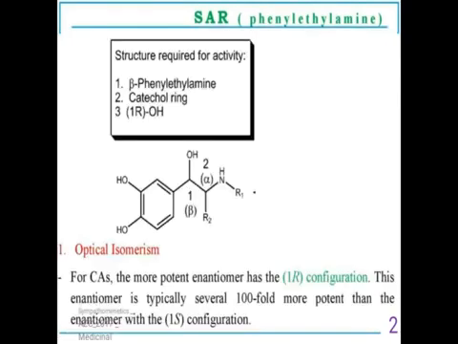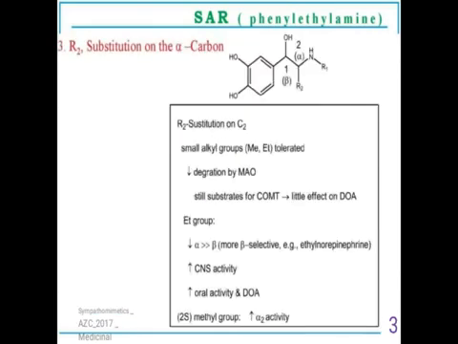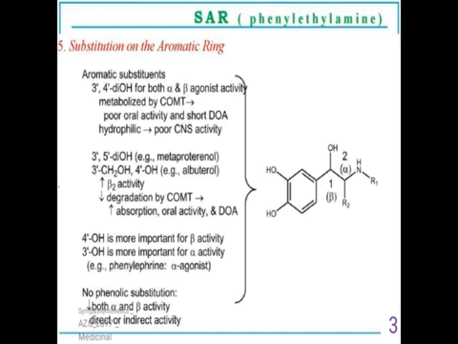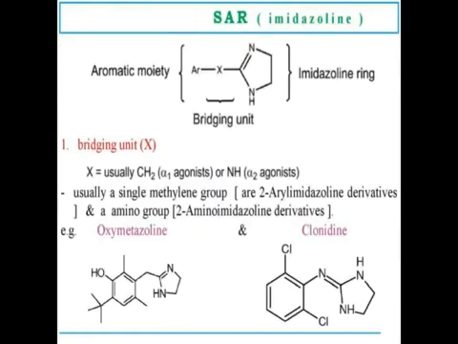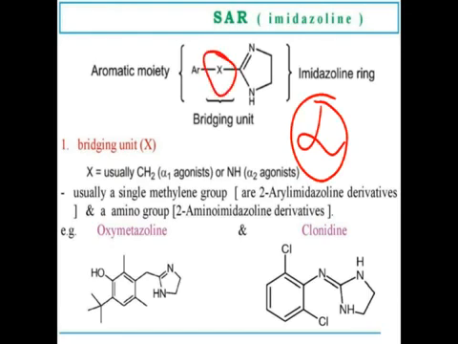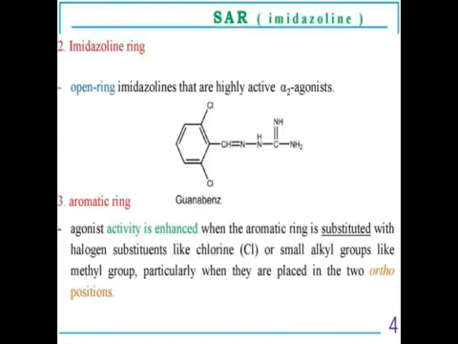Okay, then we have seen the SAR if the imidazoline ring is present. So this is regarding the selectivity for the alpha receptor. Generally, if the imidazoline ring is present, they are most selective towards the alpha receptor, or they have alpha selectivity rather than beta selectivity. So if this X or the bridging unit is carbon, it is alpha 1 selective, and if it is nitrogen, it is more alpha 2 selective. As well as if we open the imidazoline ring, then it becomes more alpha 2 selective as compared to alpha 1 selective.